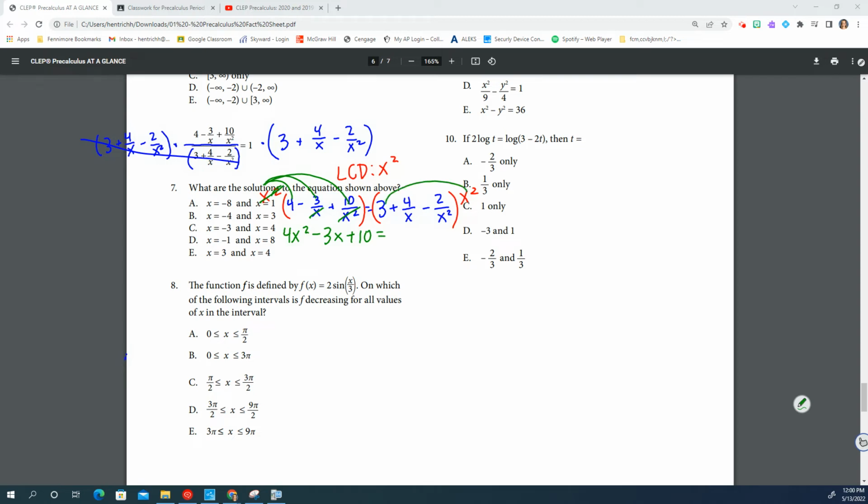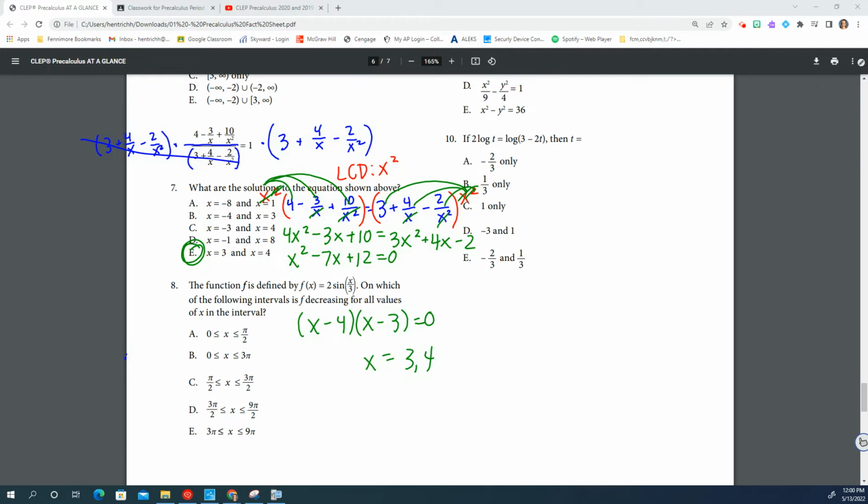Okay. 3x squared over here plus 4x minus 2. And now I'm left with a quadratic equation. This one is nice. It ends up factoring nicely. We get solutions of 3 and 4, which is E.